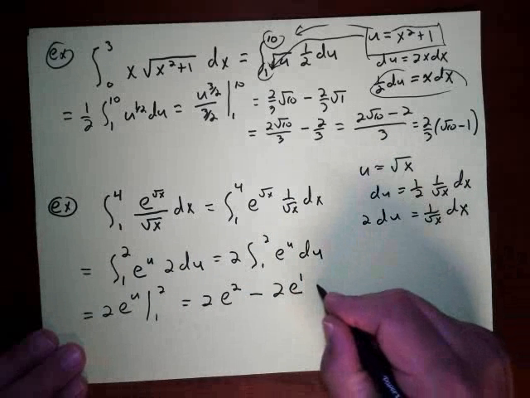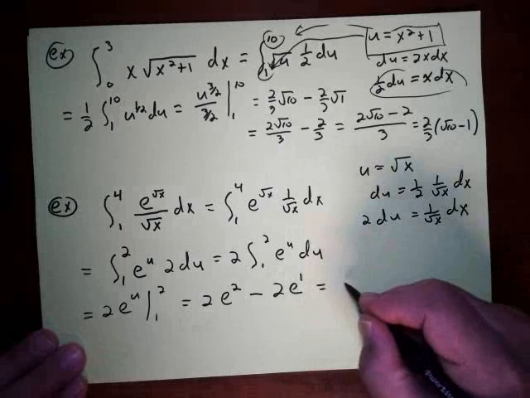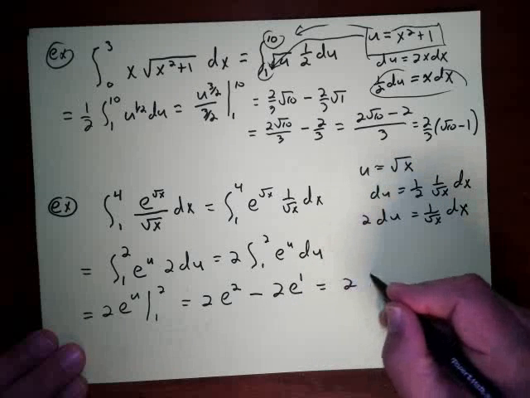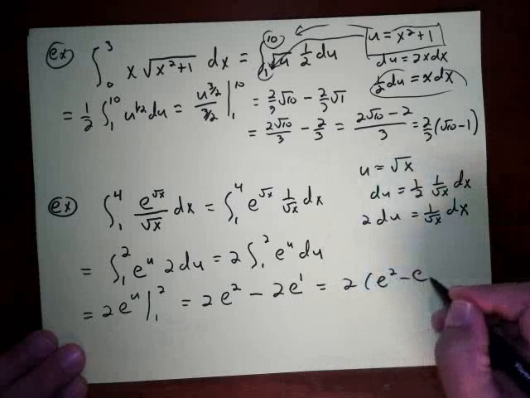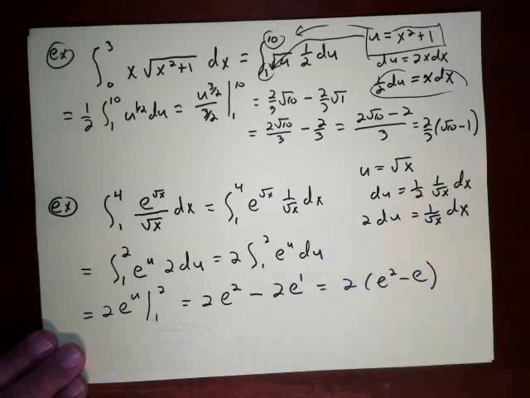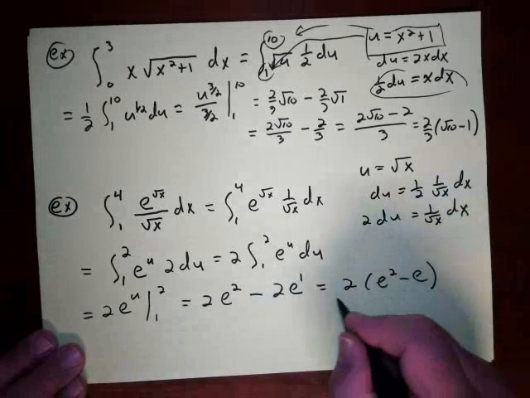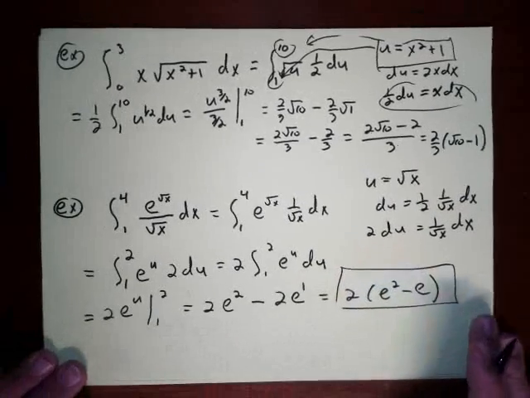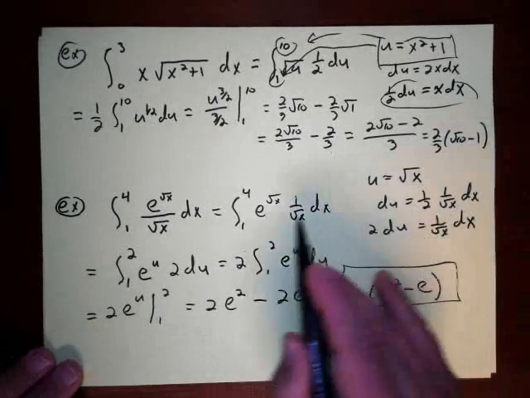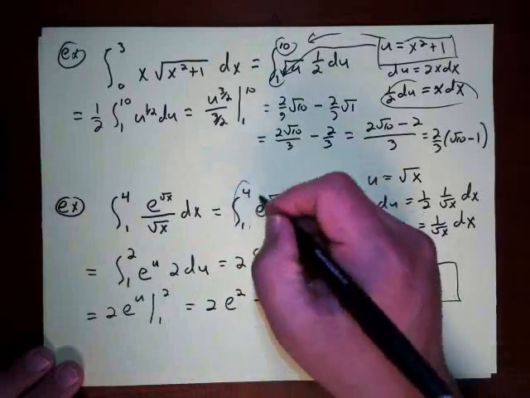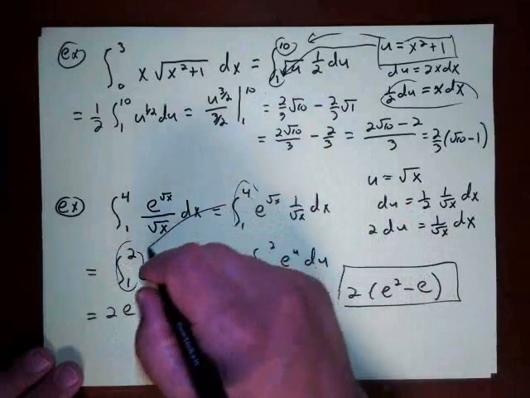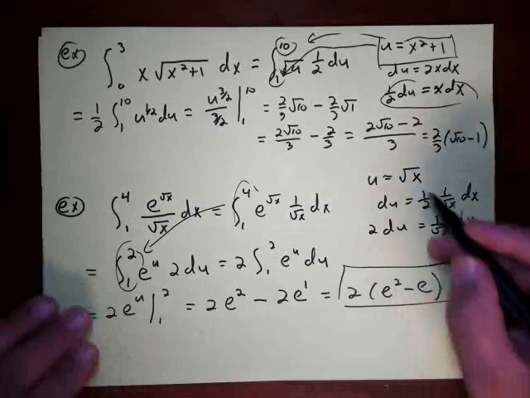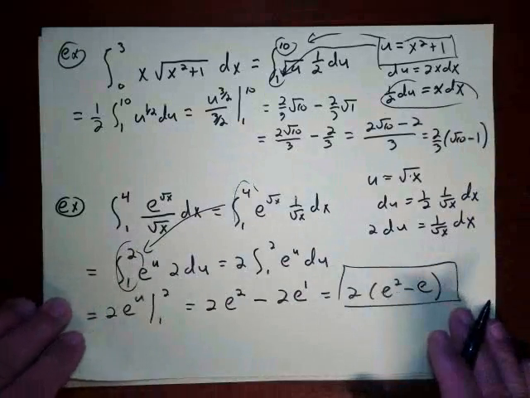And so I don't know how you want to write it. This is kind of the exact value, or I could pull the 2 out and just have e squared minus e, something like that. And this, of course, is a constant, so you could plug it in a calculator and get a number for that. Okay, again, you've got to update these limits into these limits by plugging the limits into here first, okay?